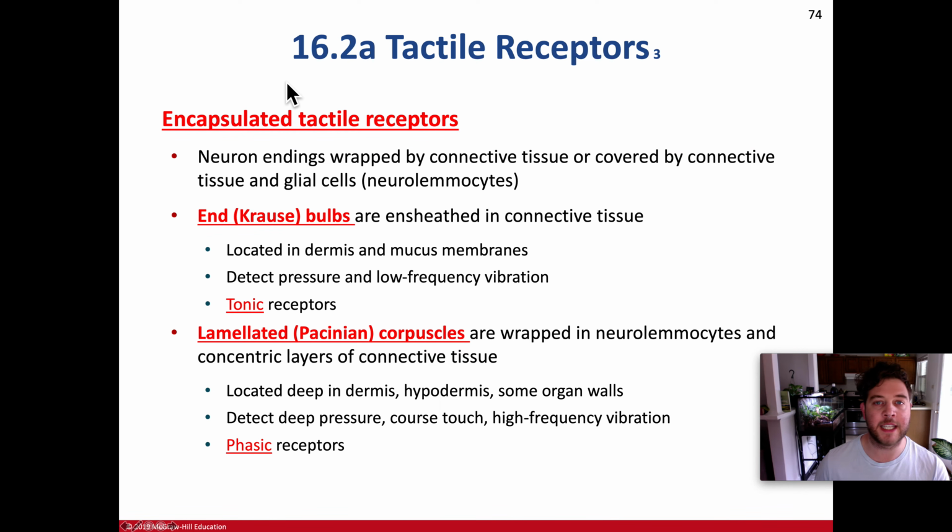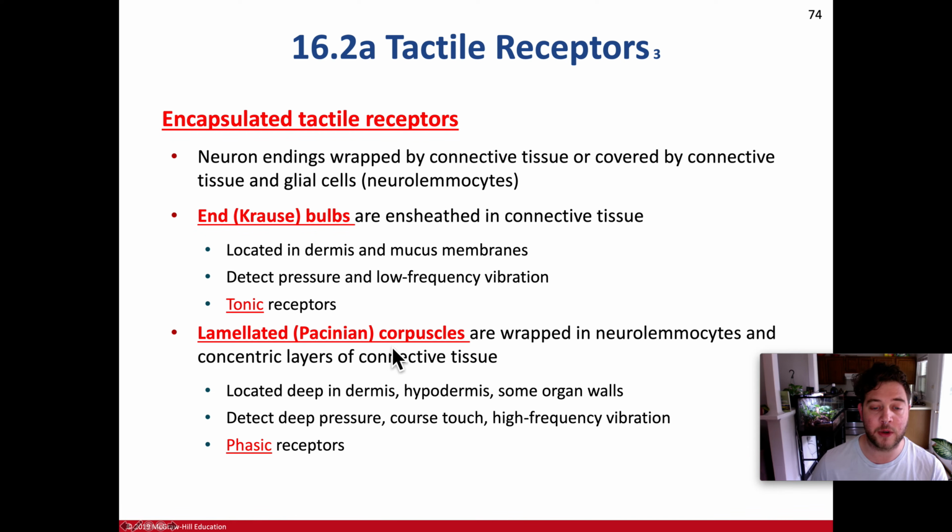All right, now looking at the encapsulated tactile receptors, these are going to have some type of connective tissue covering around them. You have end bulbs that are ensheathed in that connective tissue, located in your dermis and mucous membranes. They detect pressure and low frequency vibration and are tonic receptors.